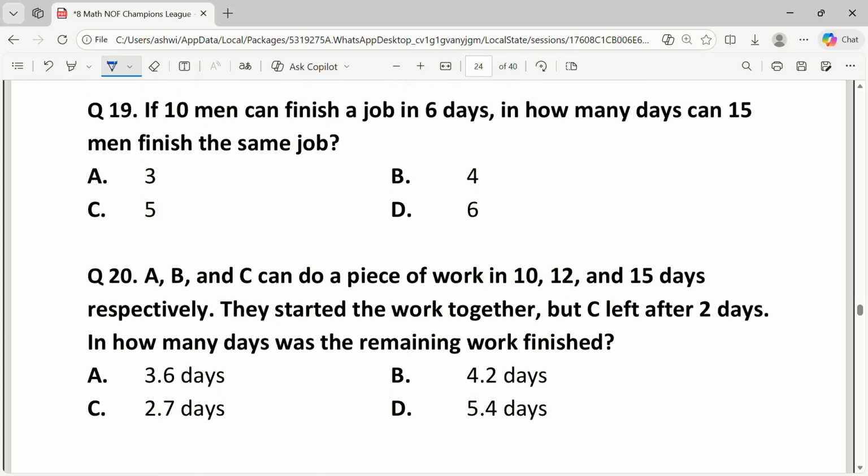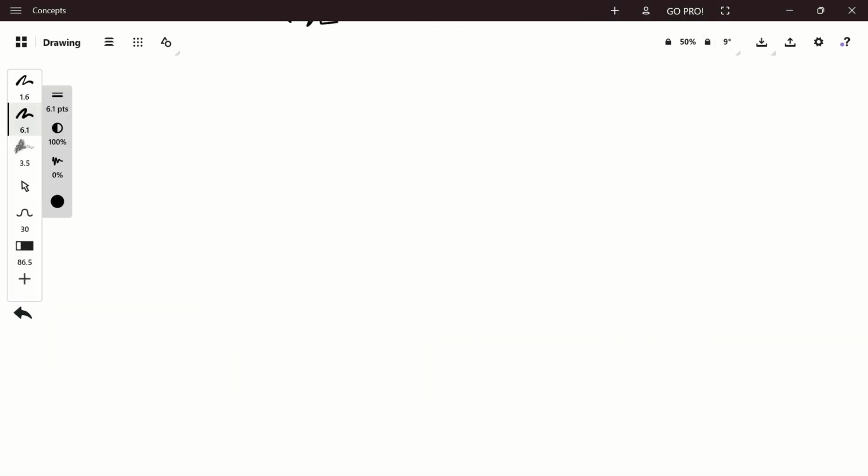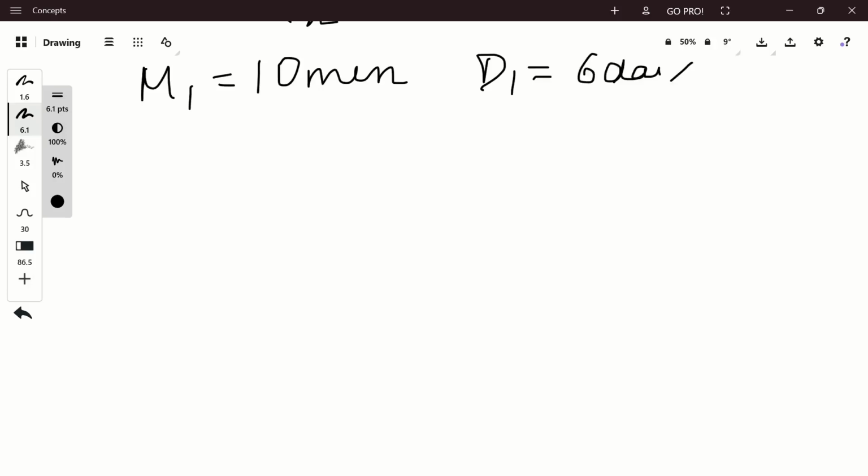Question 19. If 10 men can finish a job in 6 days, in how many days can 15 men finish the same job? The number of men and the number of days to finish a job are inversely proportional. The total work done, men into days, is constant. Let M1 be 10 men and D1 be 6 days. M2 be 15 men and D2 is unknown.